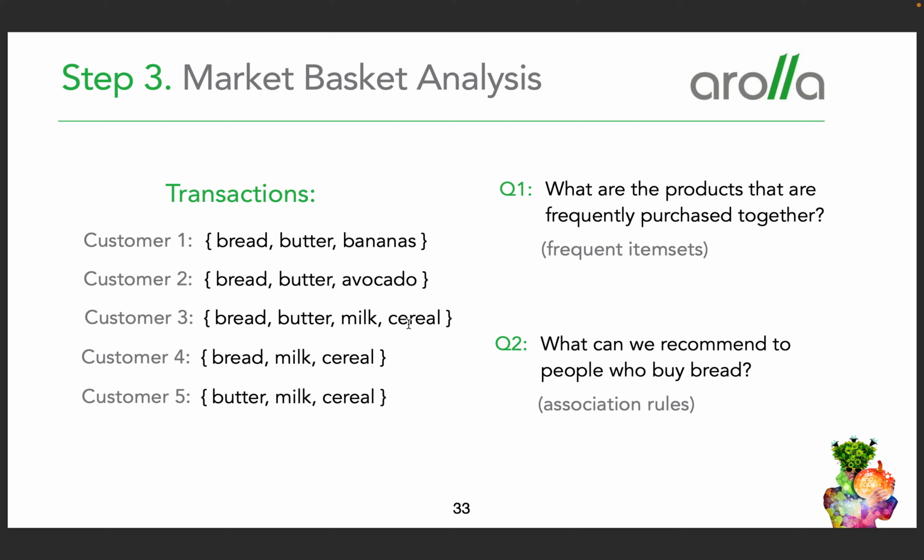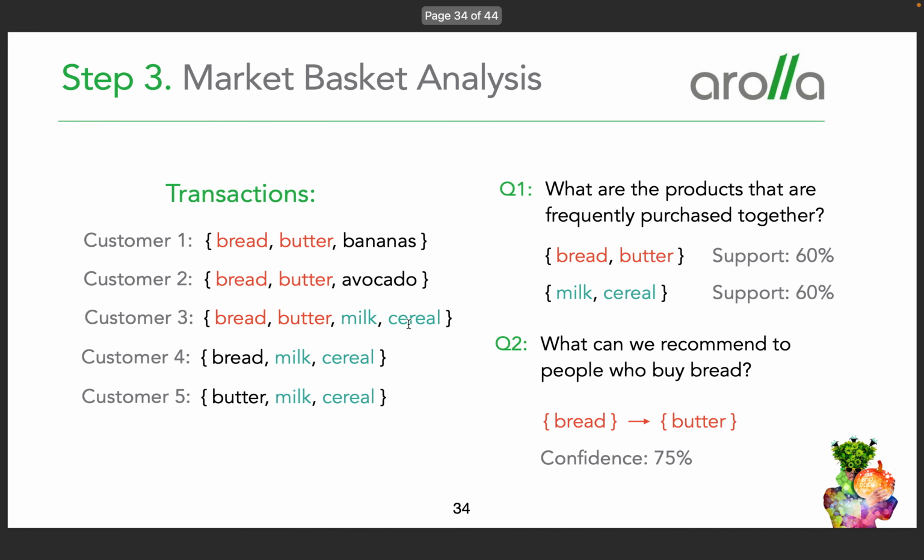Each customer buys certain products in the supermarket, and those are the database of transactions. What we want to know is what are the groups of products that are frequently purchased together. And also, for customers who buy bread, what are the products that we can recommend to buy together with bread. So how it is done is that we calculate all possible combinations of products, and we can see that 60% of customers buy bread and butter together.